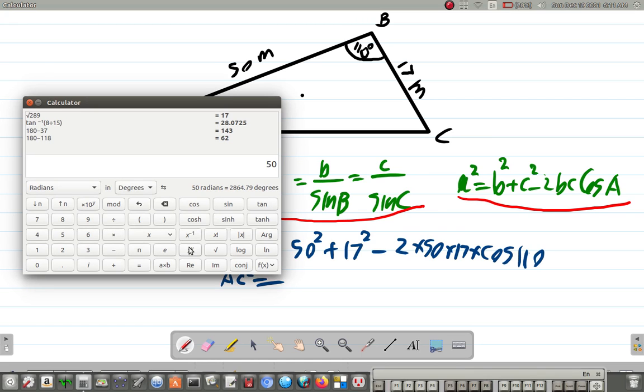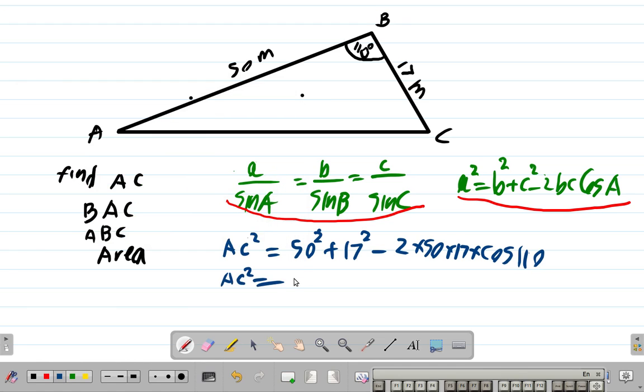So 50 squared. Alright, 50, or what we could do is say 50 raised to the power of 2, which is 2500, and then 17 raised to the power of 2 is 289. So here we have 2500 plus 289 minus 2 by 50, which is 100, times 17, which is 1700, times the cosine of 110.